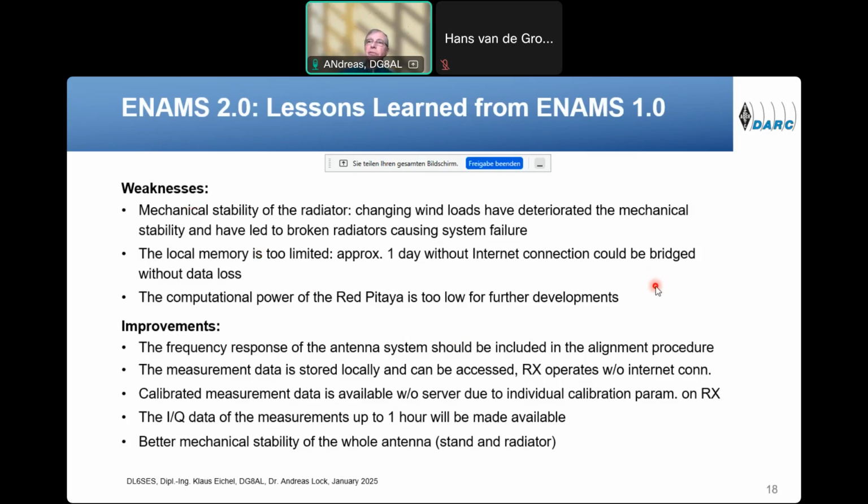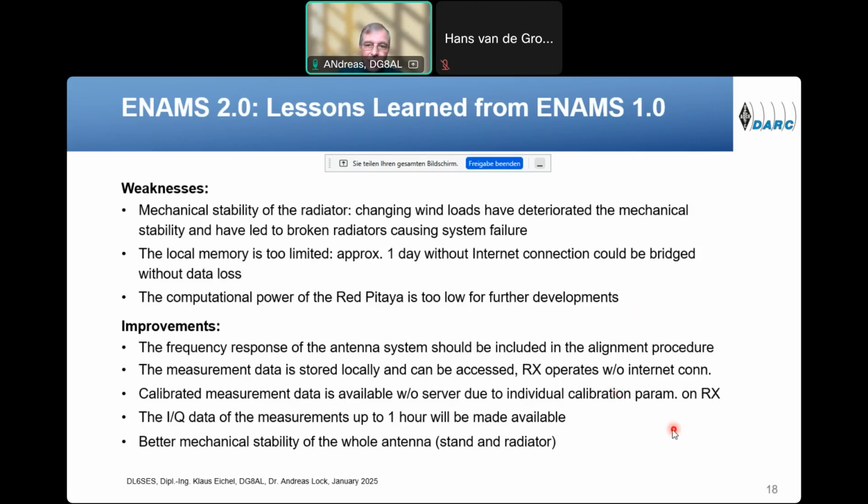So we have quite a number of ideas how to develop the ENAMS system further, but this cannot be done with the Red Pitaya. Also with ENAMS 2, we will include the frequency response of the antenna system in the alignment procedure. Jörg Logemann, the designer of the antenna, has given us all the data. I will touch on it later. So we can also compensate for the variance in the K factor of the antenna.